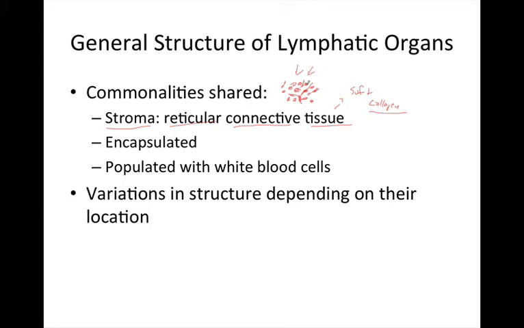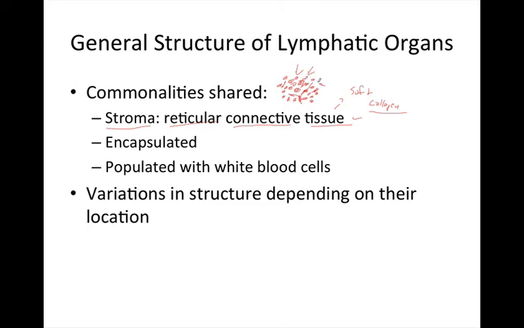All right, so all these organs have their internal framework, their internal stroma, made out of reticular connective tissue, a widely spaced form of connective tissue that creates a lot of space, that creates a soft inner skeleton, but allows for a lot of room.